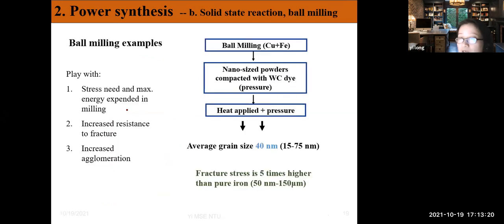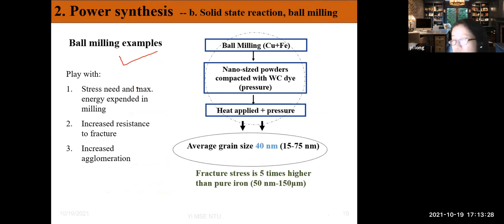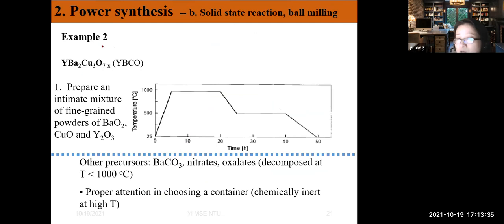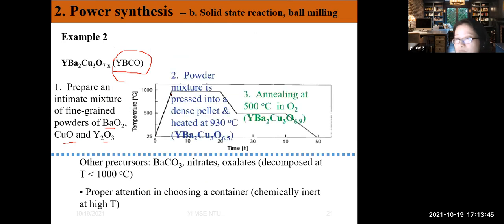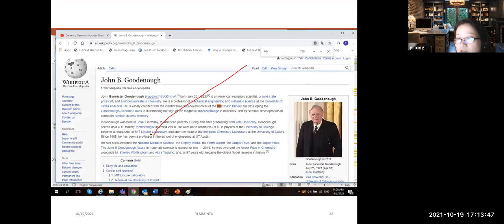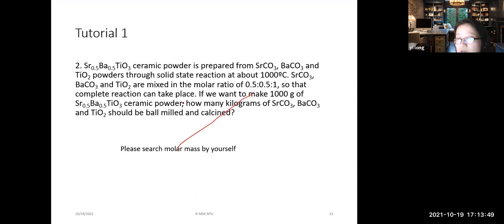Also, this example is a good one for you to understand the whole process of processing: process, structure and properties. This is a good example, YBCO. This is a Nobel Prize winning material. We told you, the process is pretty simple. Please know it, but there's no need for more. Good enough.